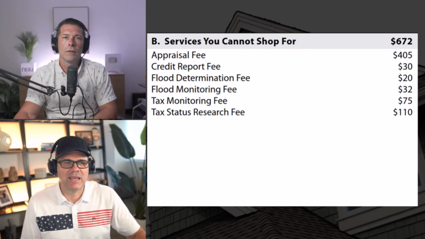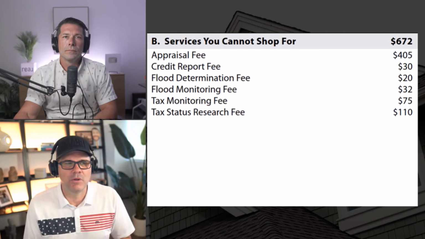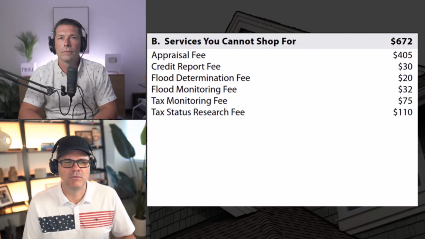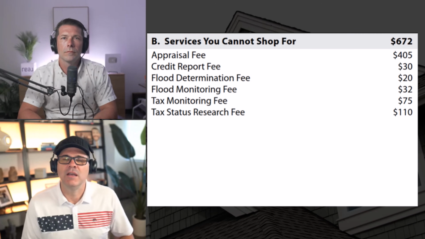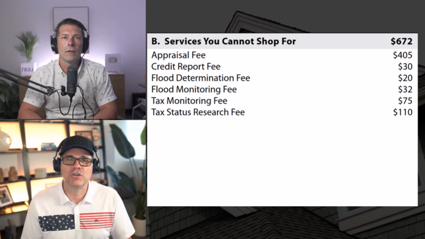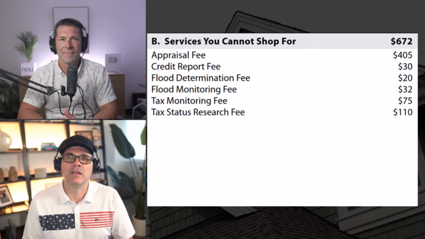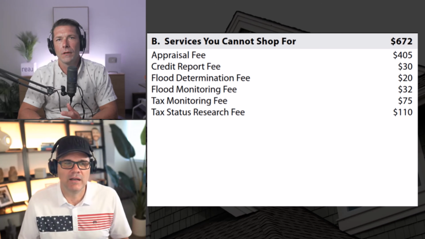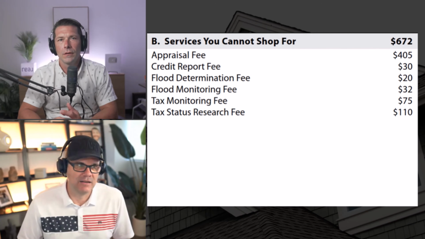So anything could fall under here. In this example that we're looking at on screen, flood determination fee, flood monitoring fee, tax monitoring fee, tax status research fee. Those are all things that may be charged on your loan that you cannot shop for. As a result, those are 0 tolerance. If you can't shop for them, we can't tell you it's $5 and then come back and go, oh, it's actually $500. So that is a positive there for you.